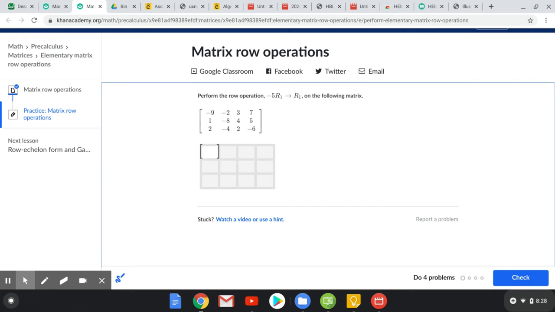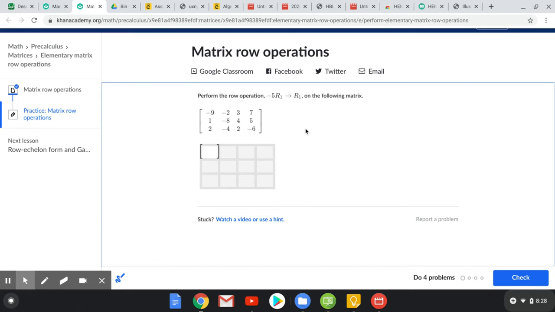Hey guys, so I want to talk about matrix row operations. I know I've covered this before, but it's been a long time, so I just wanted to cover it again. So let's talk about matrix row operations.